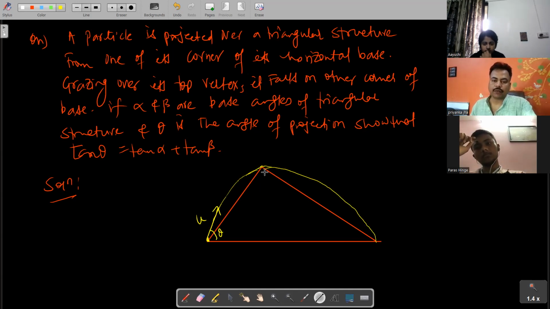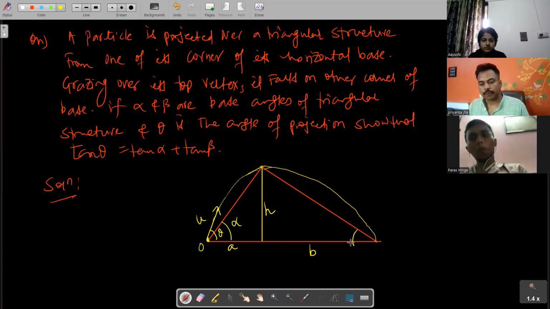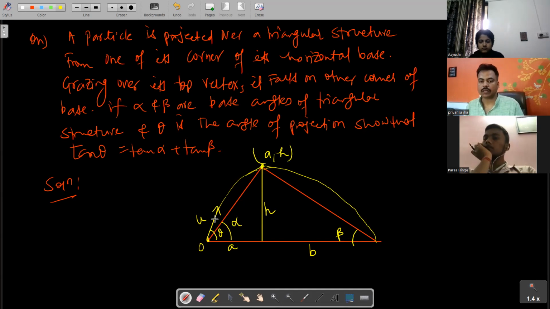Just drop a perpendicular from here to the base. Assume this is the origin, and this length is A, and this length is B, and the height of the triangle is H. This angle is alpha, and this angle is beta. So, this is the origin. You can see that the coordinate of the top point is A comma H. So, this A comma H must lie on the trajectory of the ball.